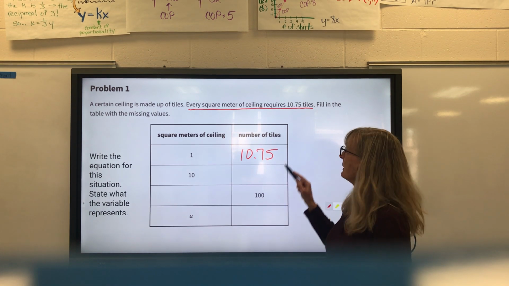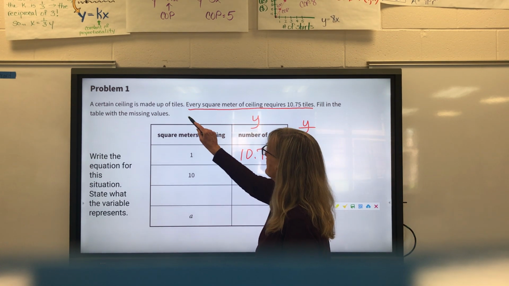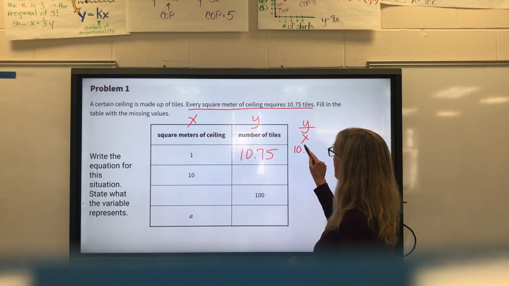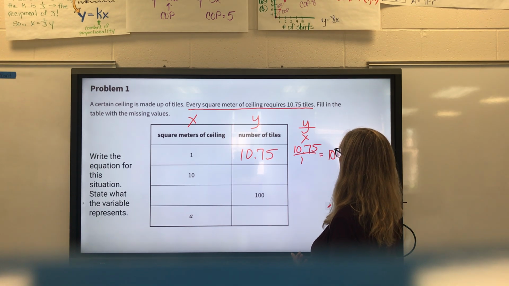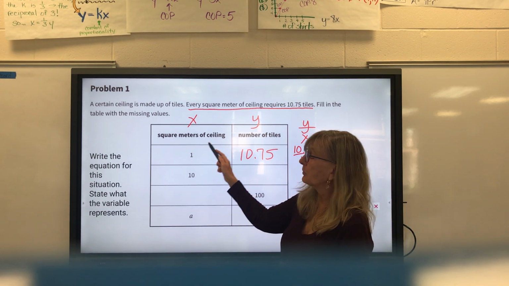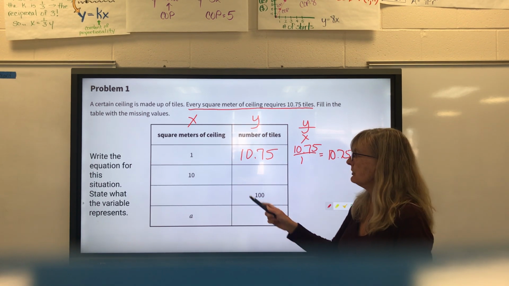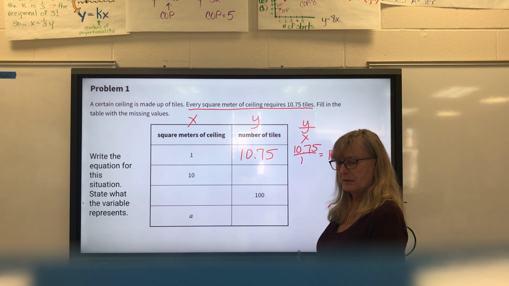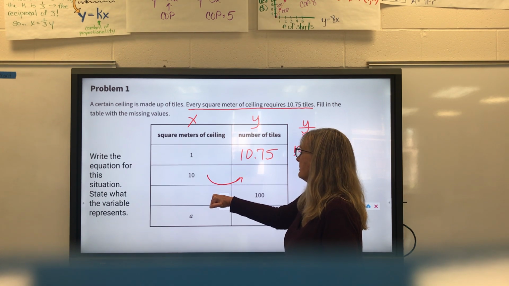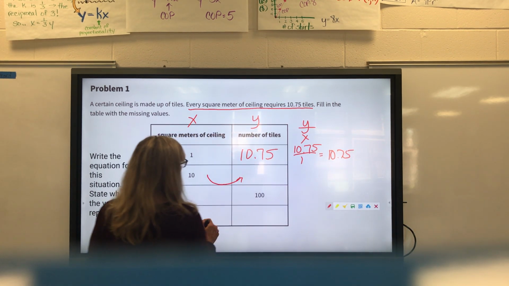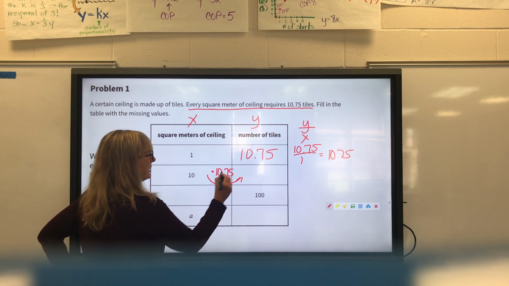10.75 tiles. If I do y over x to find my COP, I'm going to get 10.75 over 1, which equals 10.75. The other thing is when x is 1, whatever y is our COP. Okay, how can I use my COP to find this amount right here? I'm going from here to here. What am I going to do? Multiply 10.75. Good. So I'm going to multiply these.